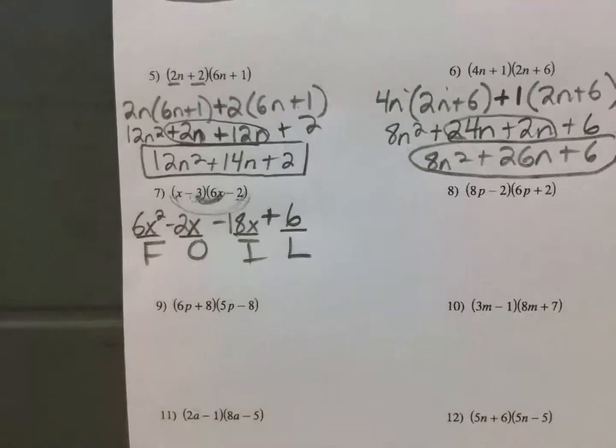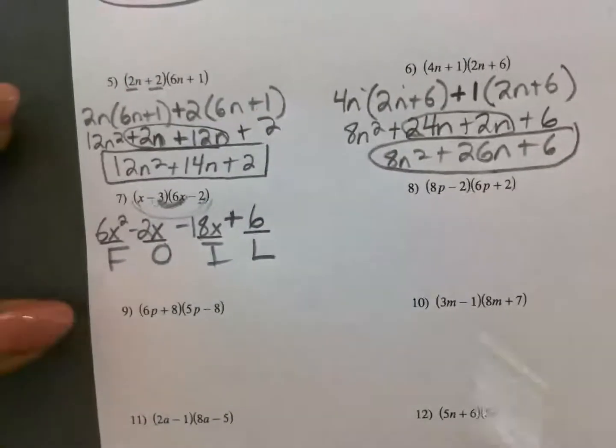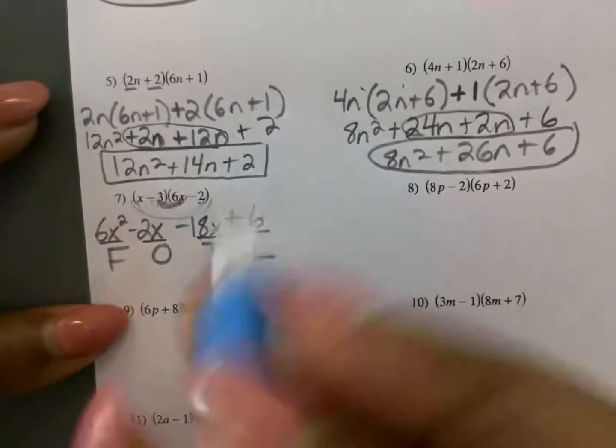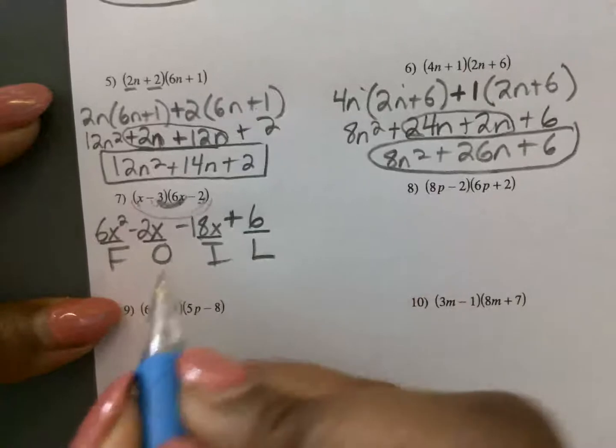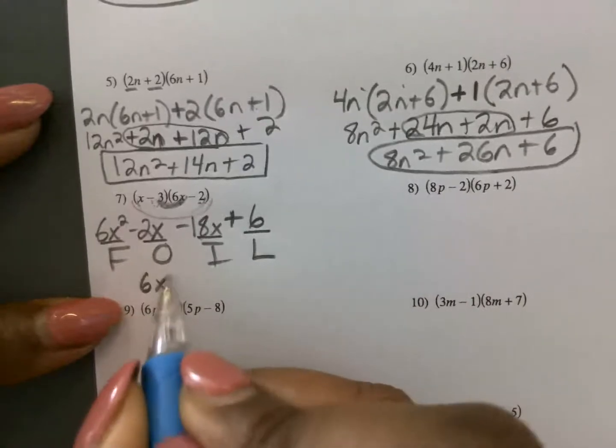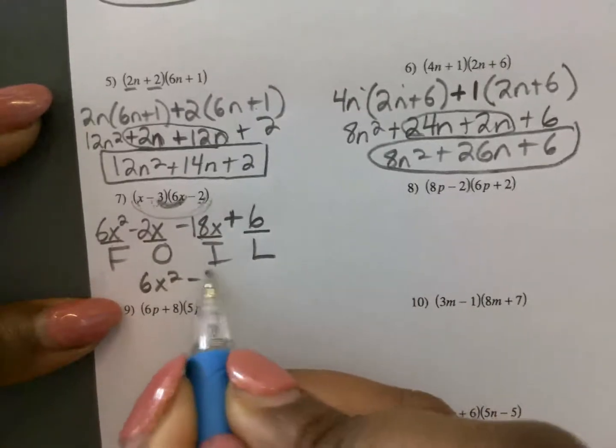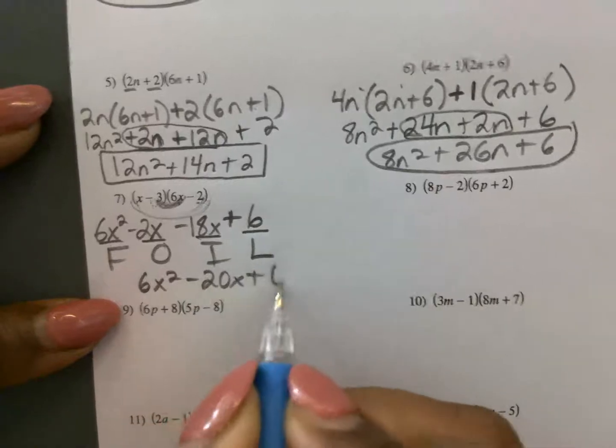Somebody say negative? I don't know what they said. All right, it's positive. So now what terms can I combine? What's going to be my answer here? Negative 18x plus negative 2x. We got 6x squared minus 20x plus 6.